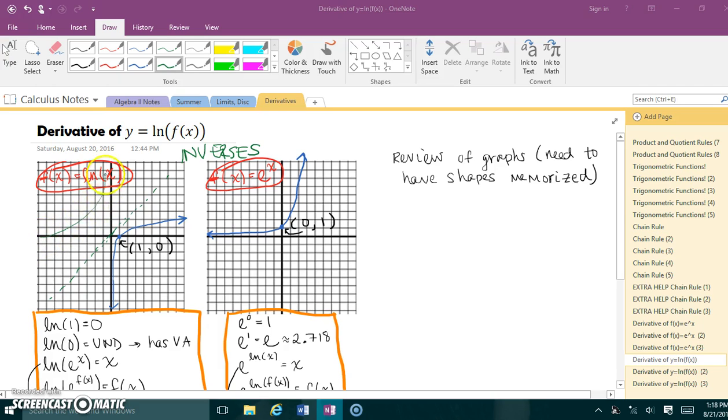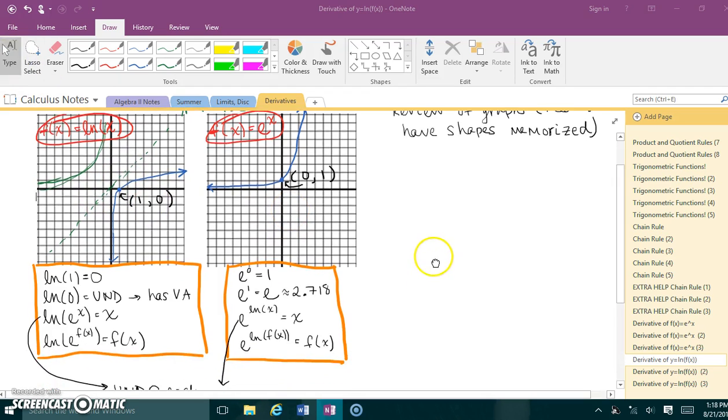So if this was e to the x here, and that's natural log of x, if you were to fold the paper on this line, it would be the same exact thing. So beneath, for me, it's beneath it. For you, it's next to it. These are all rules having to do with natural log of x. These are all rules having to do with e to the x.